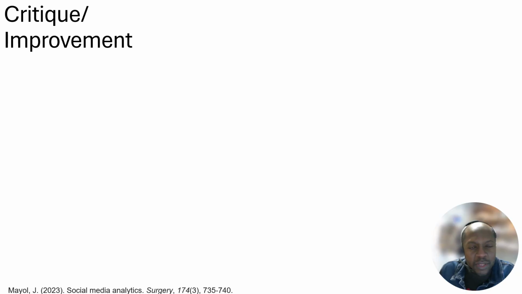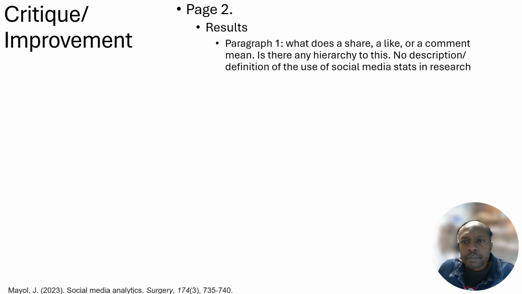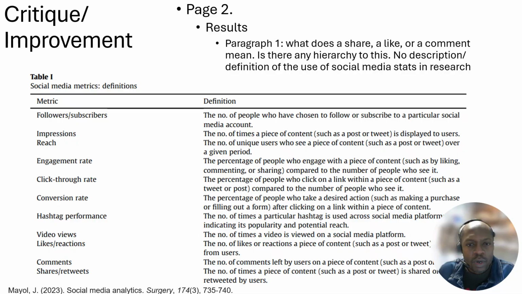You can't really rely on the evidence here. But yes, we've critiqued it. Are there any improvements? Can you still salvage anything? Again, this is further critique. They talked about Table 1, where the results covered shares, likes, and comments. Is there any hierarchy to this? They need to describe that. So what could I do? Well, I could cite other sources to define those parameters very clearly.